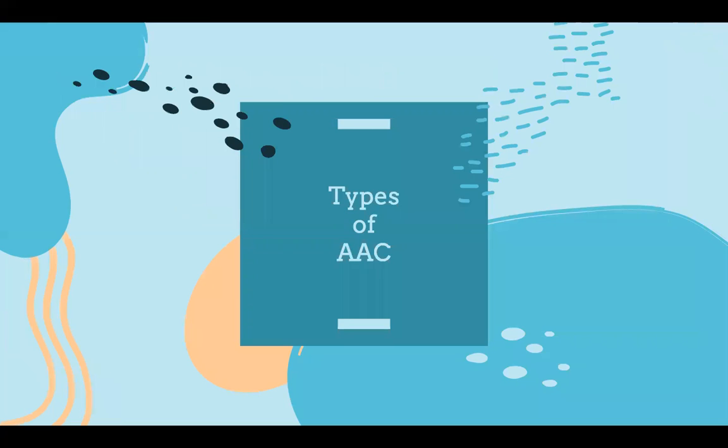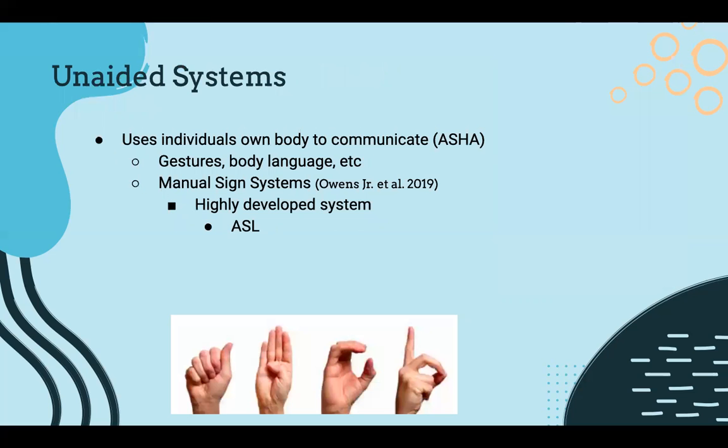Some types of AAC. The first type would be unaided systems. This is where you use your own body to communicate through gestures, signals, body language, and facial expressions. One of these would be the manual sign system. They can be highly developed systems of communication. An example of this would be ASL. It has its own vocabulary and syntax, which is the way the words are arranged and how they affect each other. It's basically its own language.